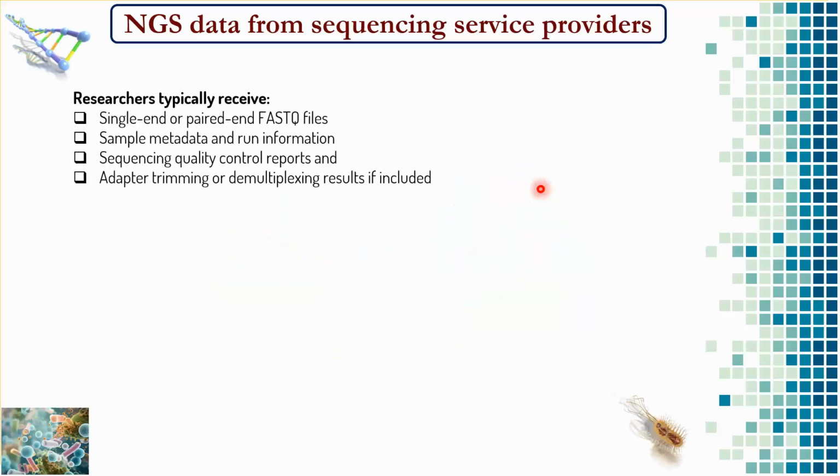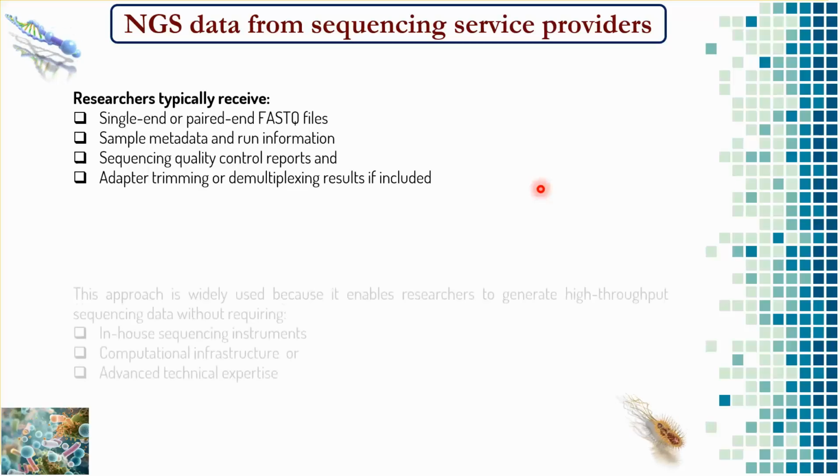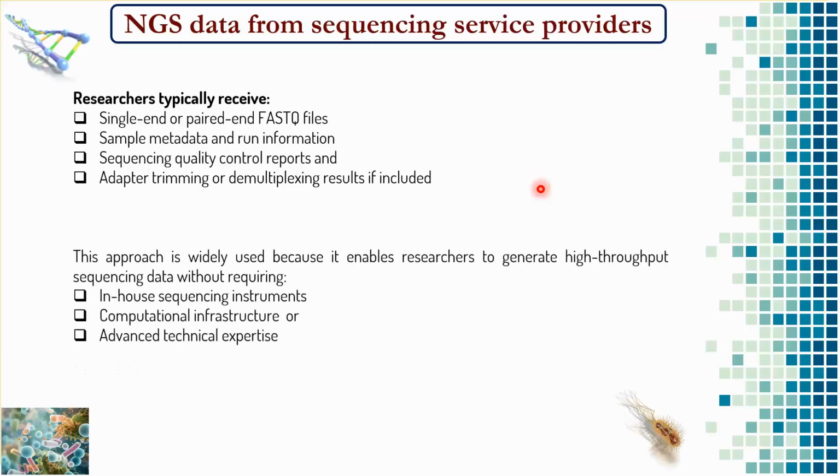Researchers typically receive single-end or paired-end FASTQ files, sample metadata and run information, sequencing quality control reports, and adapter trimming or demultiplexing results if included. This approach is widely used because it enables researchers to generate high-throughput sequencing data without requiring in-house sequencing instruments, computational infrastructure, or advanced technical expertise.